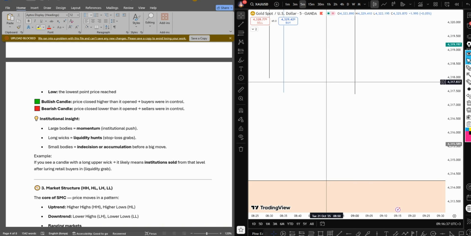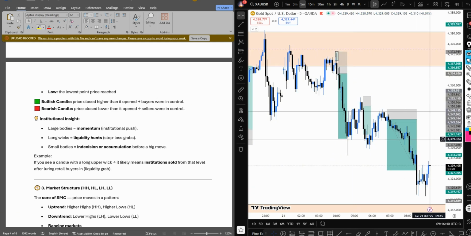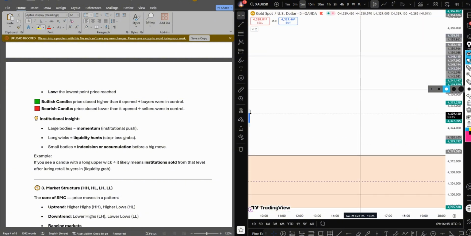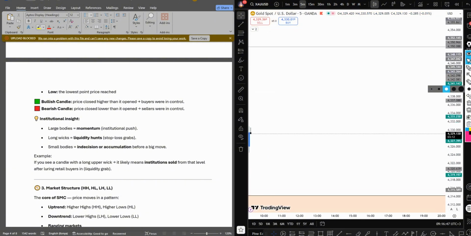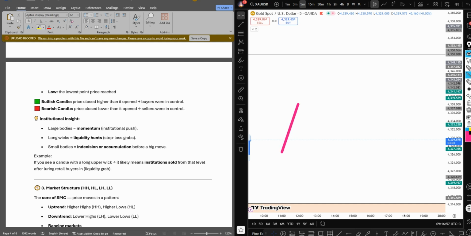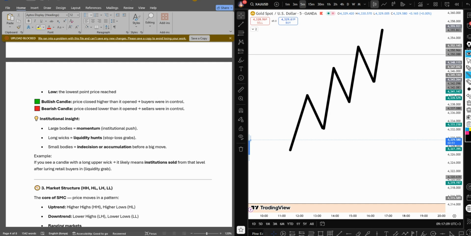And market structure. So let's learn about market structure. Under market structure, the market only moves in three directions. The market can either move in an uptrend, downtrend, or sideways movement. So prices moved high, low, high, higher, high. So this is what is defined as an uptrend.